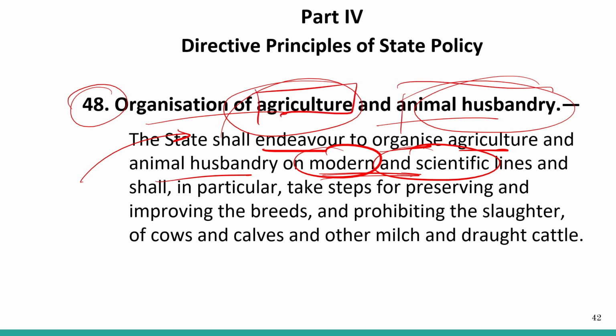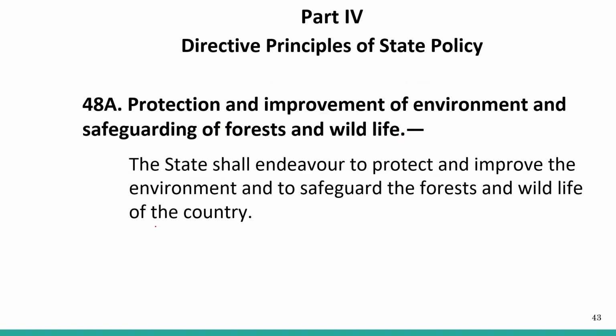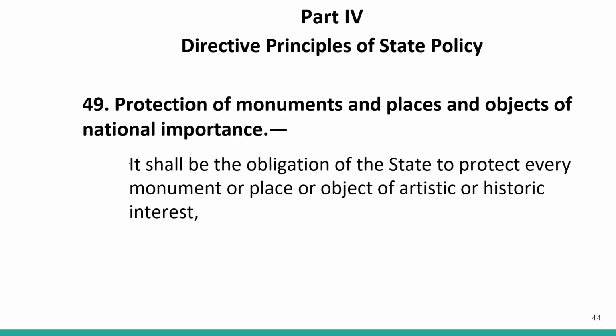Now the 48A Amendment brought the safeguarding of the forest and the wildlife. That is also very important. Again, it has been brought about by the 42nd Amendment only. So this is something that you need to remember. Article 49 is talking about the protection of monuments and places and objects of national importance.